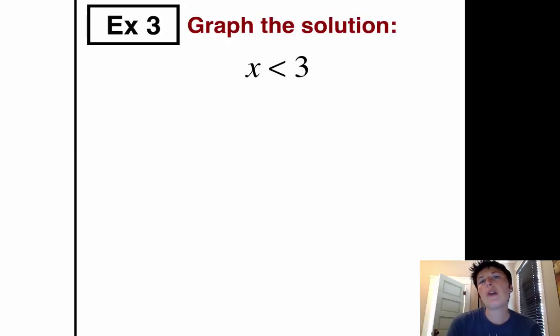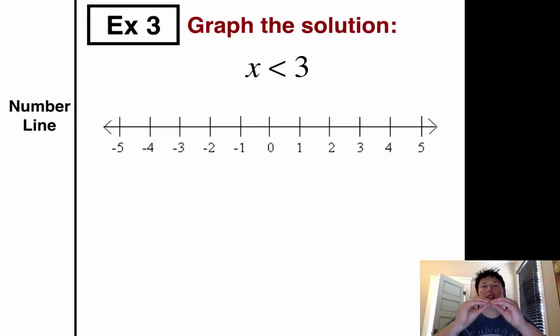So here's how we graph an inequality that has one variable. What we like to use is a number line. So we are going to be using a number line to do all of these one variable problems. I'm going to draw a nice number line. I'm going to put 0 right in the middle. I'm going to go 1, 2, 3, 4, 5 on one side, and then negative 1, negative 2, negative 3, negative 4, negative 5 on the other side.